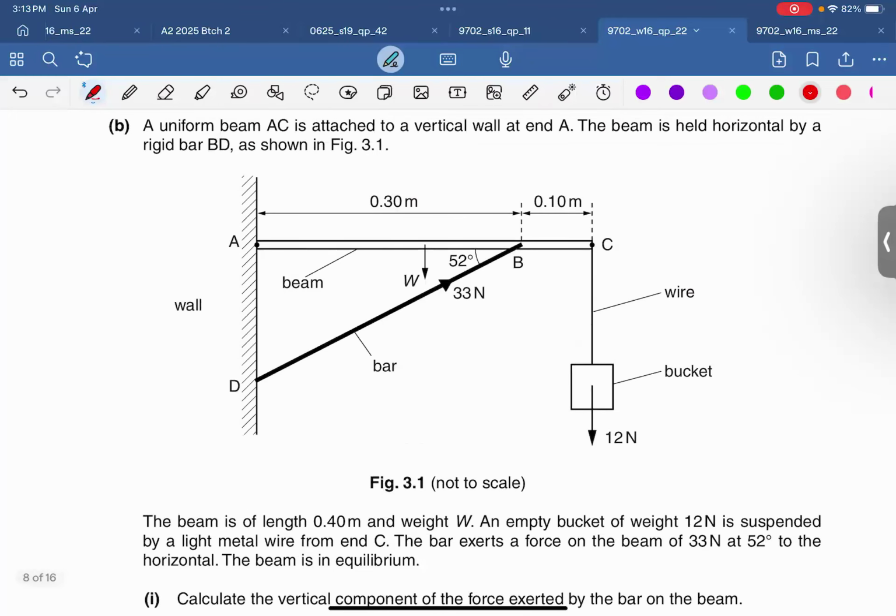Okay. So the vertical component would be 33 sine 52, and this will be the horizontal. Sir, why sine? Sine, sure? Wait, closest. So, sir, I will do trigonometry. I don't know, it's my method. Okay, sorry, sorry.